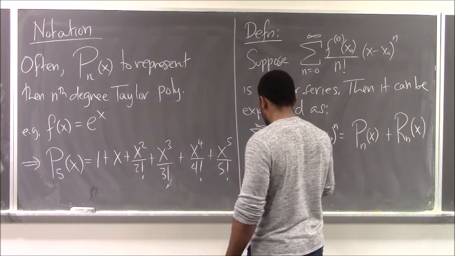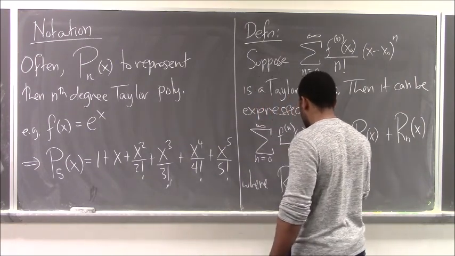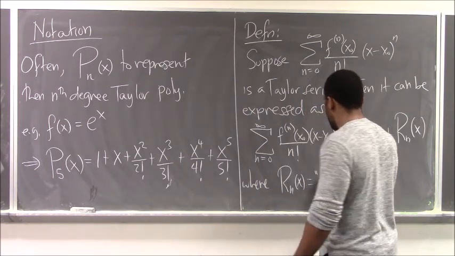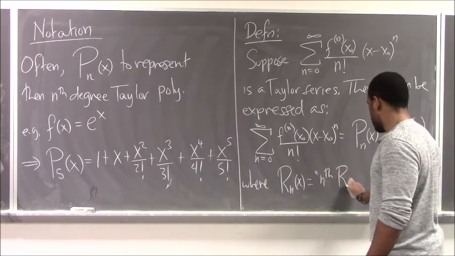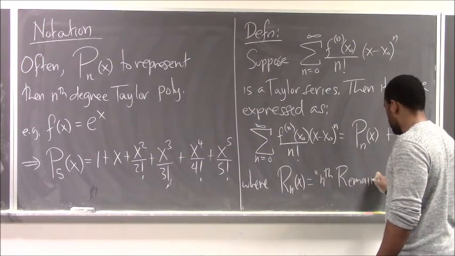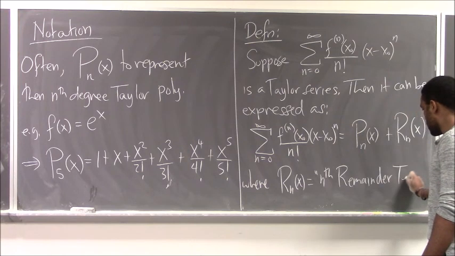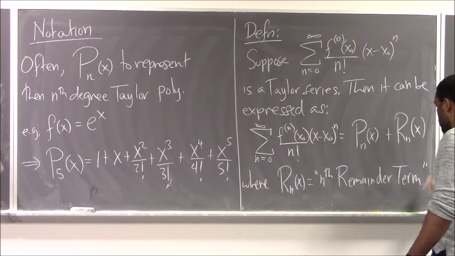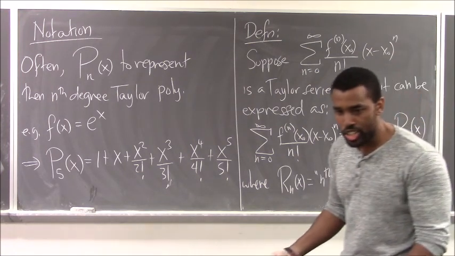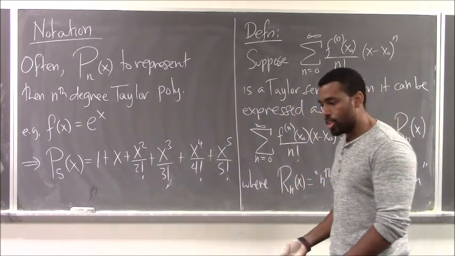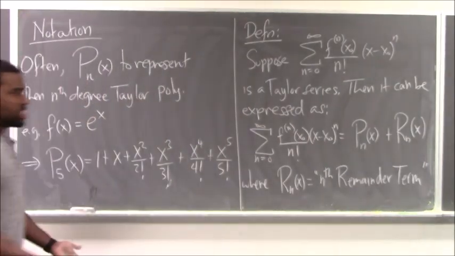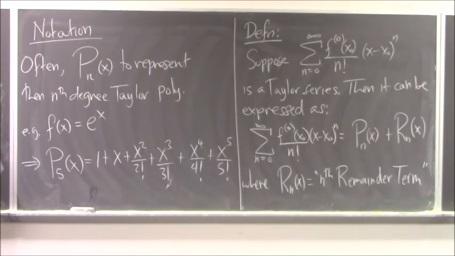where r sub n is called the nth remainder term. Or some people just call it the remainder term. So the remainder term of a Taylor series is just everyone after the nth Taylor polynomial. So that's just like the tail. Okay. So I'll give you some time to snapshot that. I'll write down a little example here.